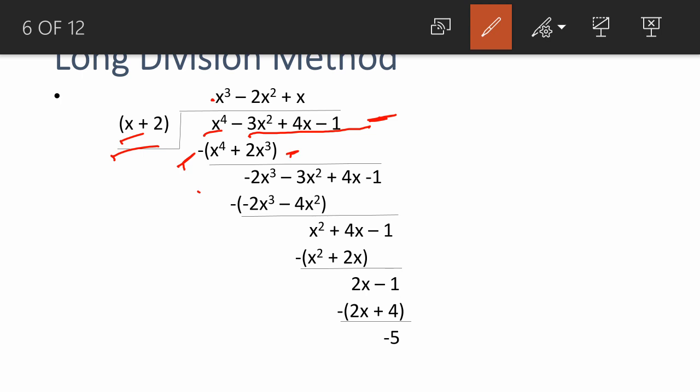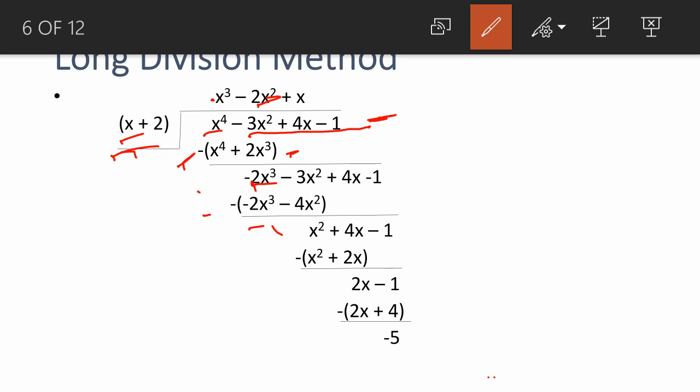Okay, so we continue our division. X here can still go in 2x cubed. And if x goes in 2s cubed, we are going to get 2s squared, which is what we have here. So 2s squared times x will give us minus 2s cubed. Then minus 2s squared times 2 will give us minus 4x squared. Then you subtract again. And remember, this subtraction sign affects everything here.